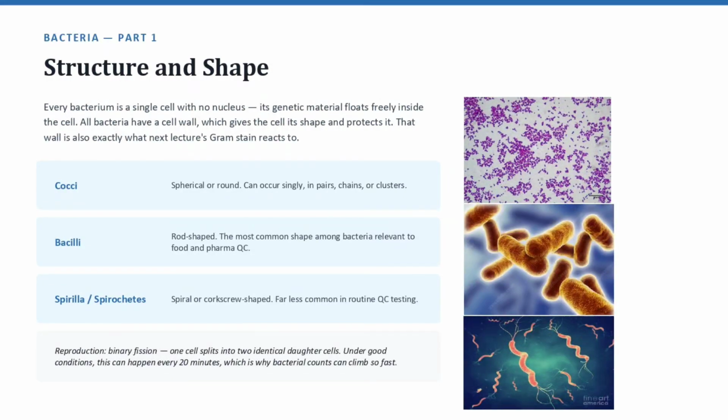Now, reproduction. Bacteria reproduce by binary fission. One cell splits into 2 identical daughter cells. Under good conditions, this can happen every 20 minutes. Sit with that for a second. Every 20 minutes, the population can double. That is exactly why bacterial counts can climb so fast, and it sets up everything we are about to discuss on the next slide. Take a look at the micrograph on this slide. You can see all 3 shapes laid out side by side, and once you have seen them next to each other like this, you will not forget the difference.